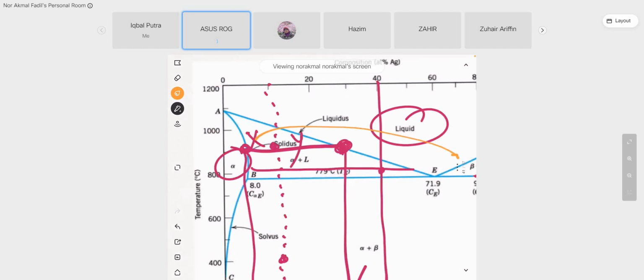Bukan. Maksud saya kalau awak pilih alloy ni, awak ambil temperature, kan boleh dapat tu. Oh, okey. Boleh. First time tak apalah. So sekarang you dah tahu dah. Maksudnya you kena pilih alloy.